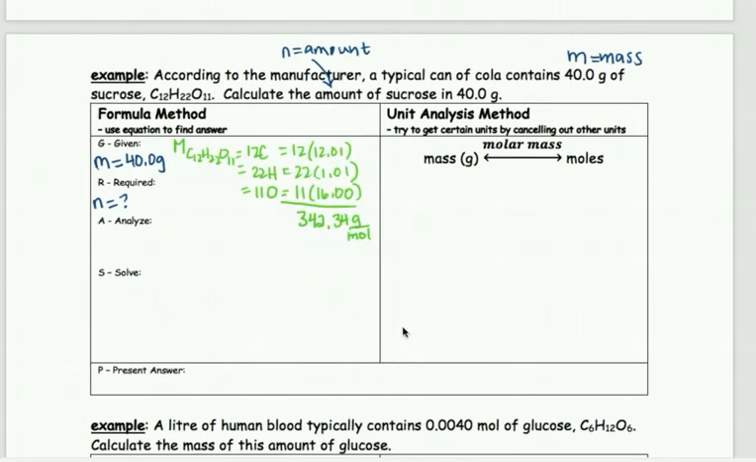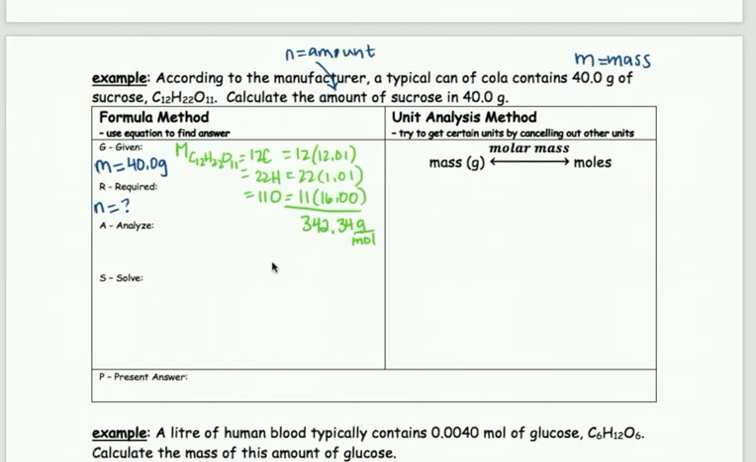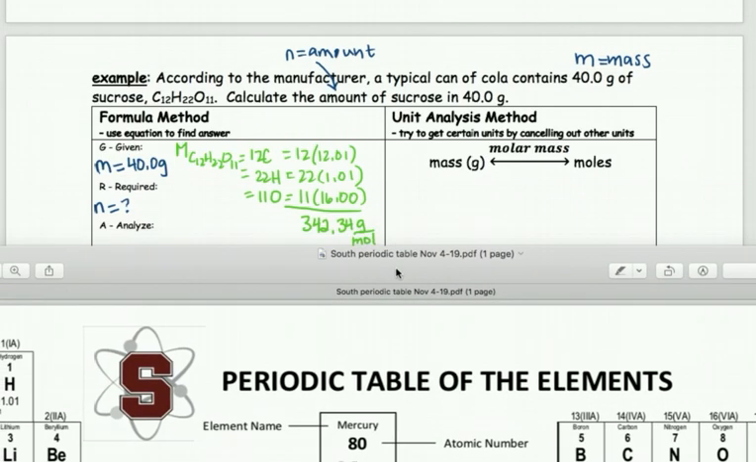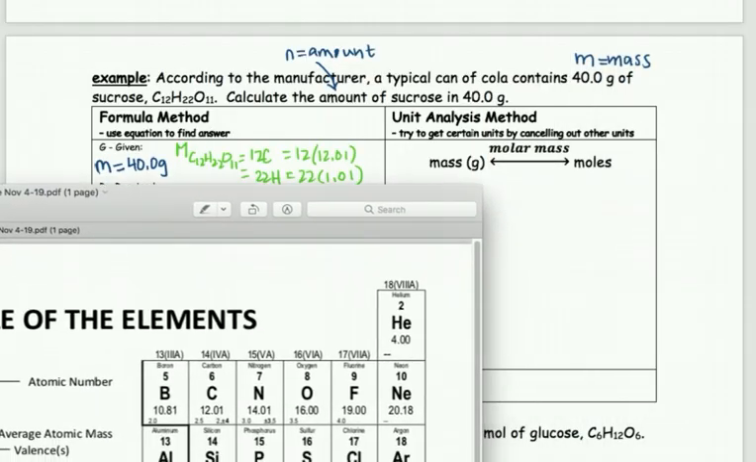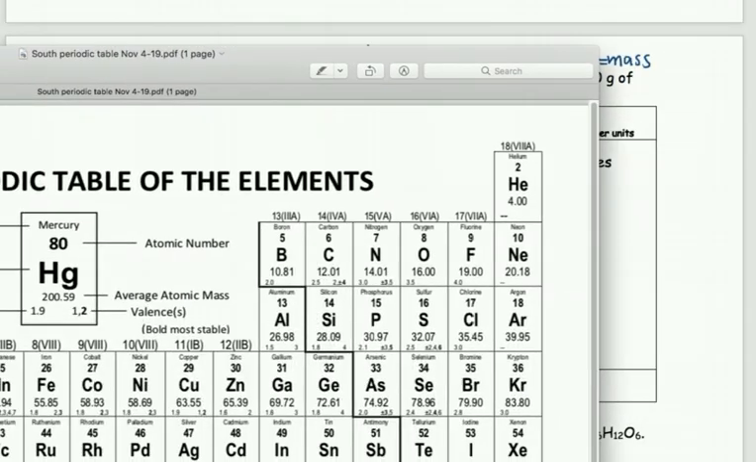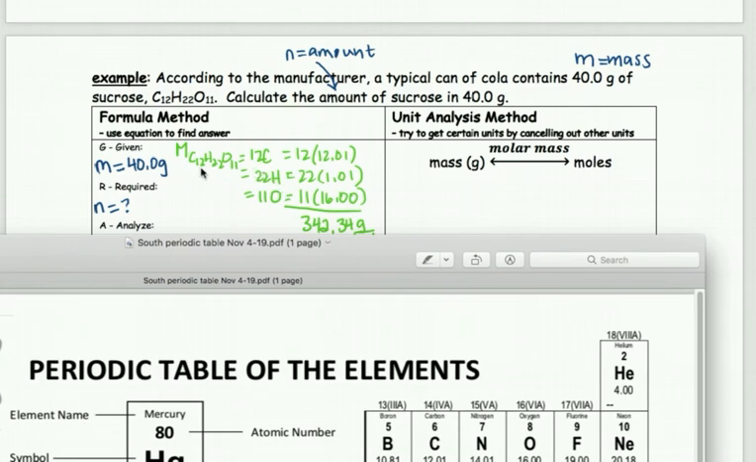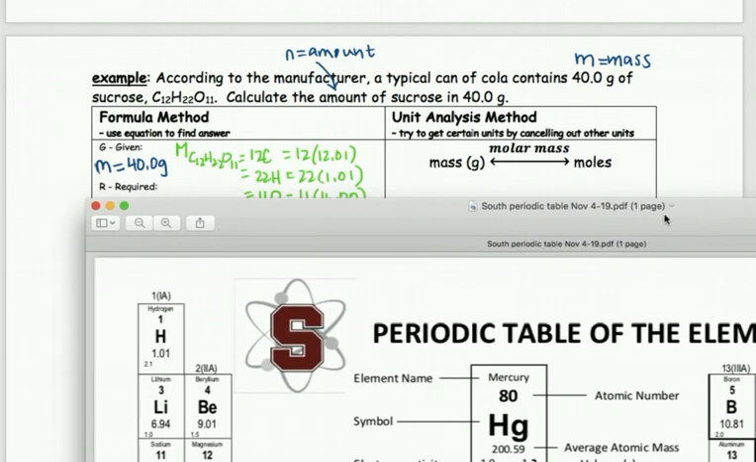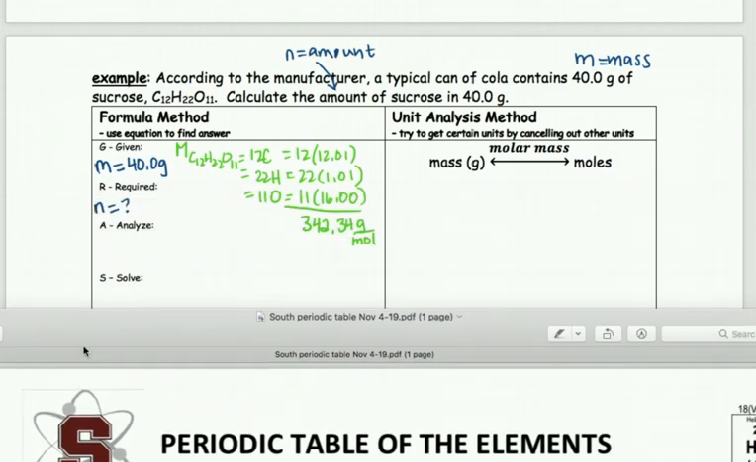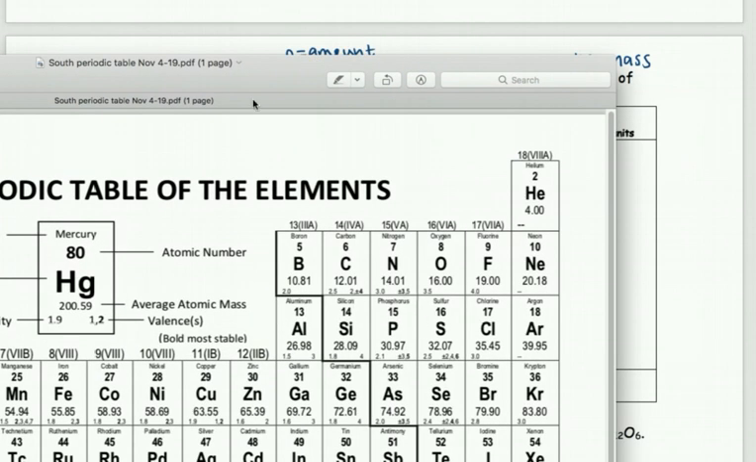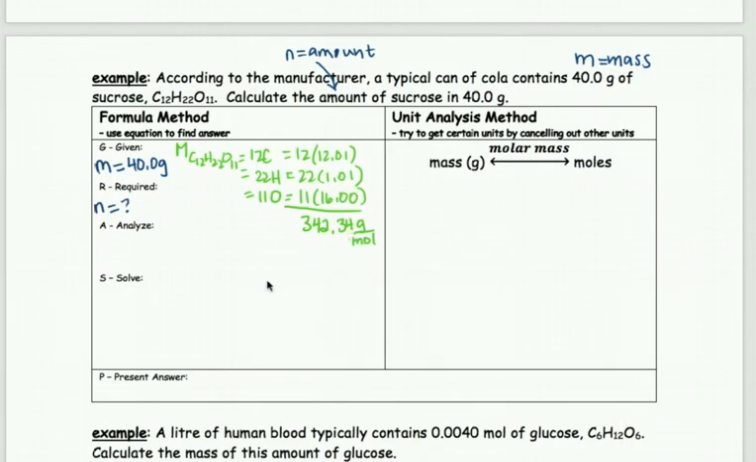Okay, so I went ahead and calculated the molar mass of sucrose. So again, here is the formula. I'm looking and seeing that there's 12 carbons, 22 hydrogens, and 11 oxygens. So I went to the periodic table, and if you take a look here, carbon is 12.01, so that's why I'm multiplying 12 carbons times 12.01. Hydrogen's 1.01, and oxygen is 16. Okay, so again, that's from last day. If you're still shaky with this, go back and practice some more questions.